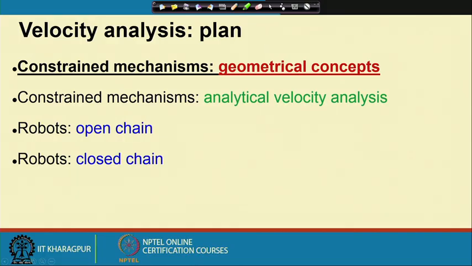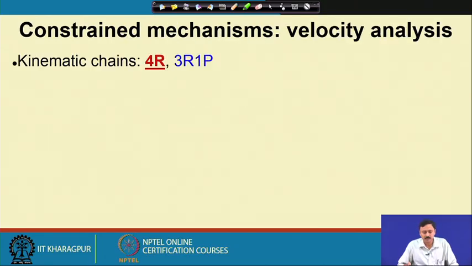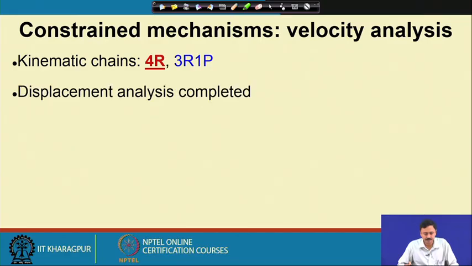Now, our plan to study velocity analysis, we are continuing with our constrained mechanisms and geometric concepts. Later on we will move to analytical velocity analysis and subsequently to robots. So, in this lecture we are going to look at the 4R kinematic chain. We will assume that the displacement analysis is completed. In other words, I know the configuration of the mechanism. This is a very important point.